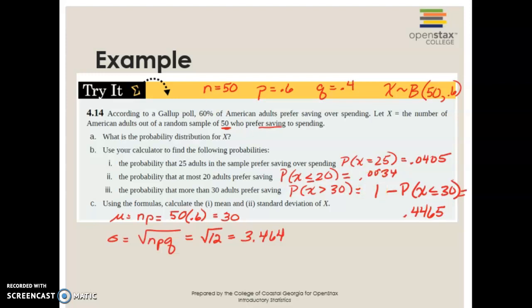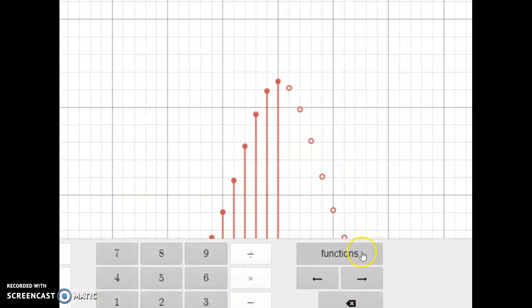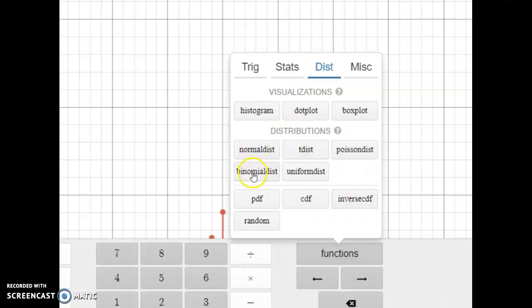And that's the really easy way to get it out of your binomial distribution. It comes from functions, binomial distribution under your distributions tab on Desmos. You've got normal distribution too. And there we go. Okay.